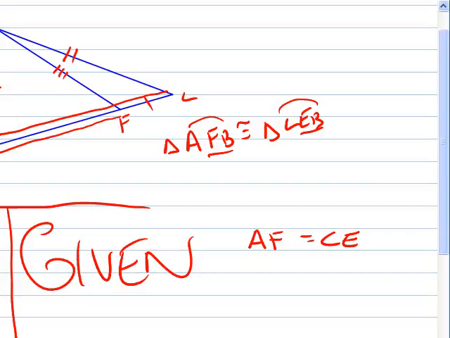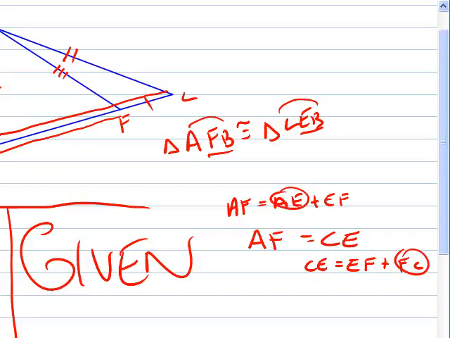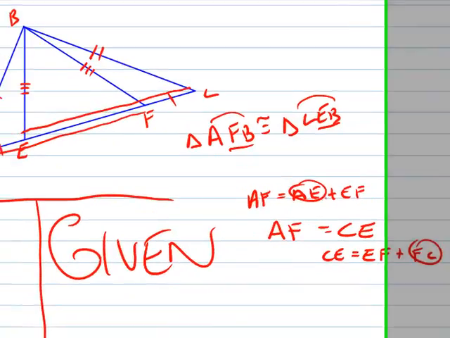All right, well, what is AF? AF is actually AE plus EF. And CE, what is the CE? Well, this CE is actually EF plus FC. FC and AE are the same. It was given that they're the same. So we can do a little substitution and we'll be done.